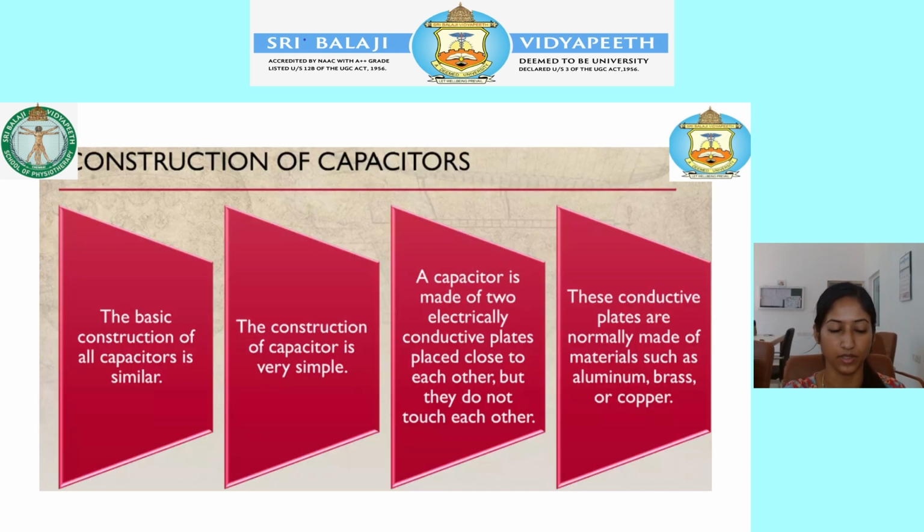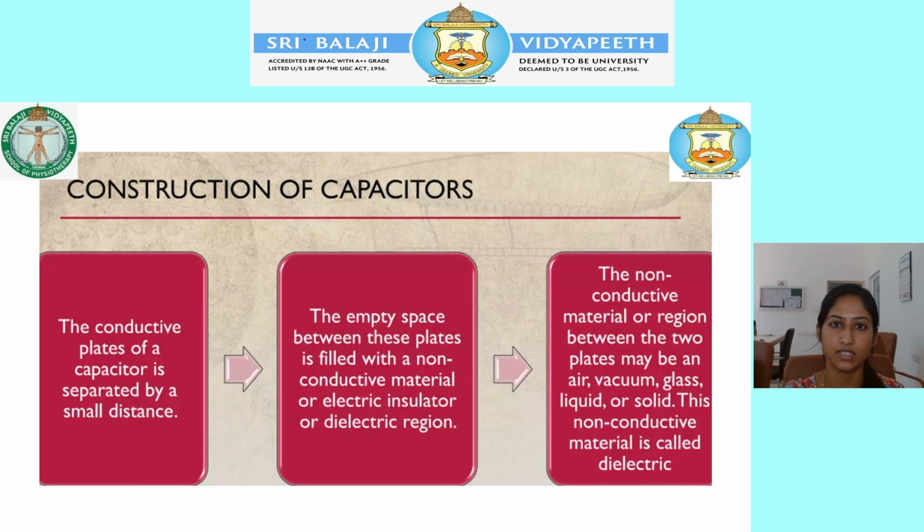Construction of a capacitor. The basic construction of all capacitors is very simple. It is made of electrically conductive plates placed close to each other but they do not touch each other. These conductive plates are normally made of materials such as aluminum, brass or copper. The conductive plates are separated by a small distance and the empty space between these plates is filled with a non-conductive material, an electric insulator or dielectric region.